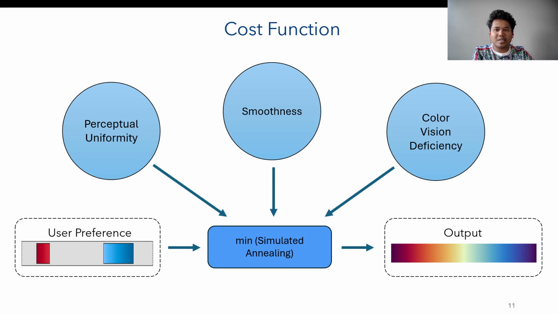The final parameter is color vision deficiency, where we penalize the solution for being not safe for people with color blindness. We evaluate the color discriminability of the CVD simulated color map, and for every pair of colors, if the distance falls below a certain threshold, which implies that a CVD viewer would be confused by those pair of colors, we exert a penalty on it.